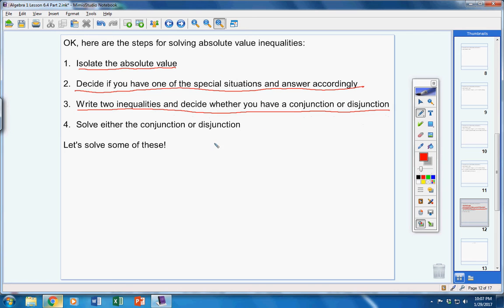I'll explain how to do that. And then solve either the conjunction or disjunction. I will walk you through each of these steps, okay? Are you ready? Please take some great notes.